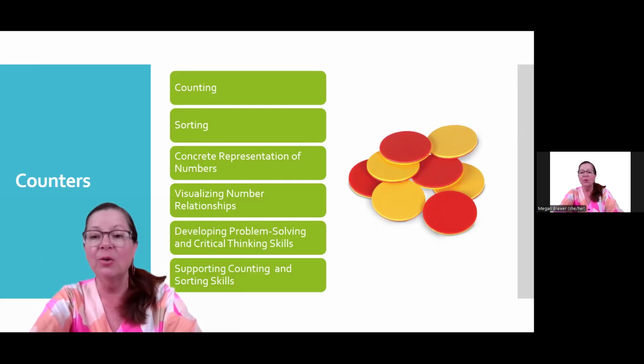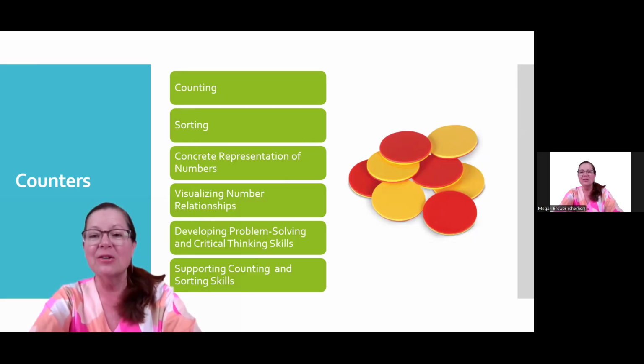Developing problem-solving and critical thinking skills. Activities involving two-sided counters encourage children to explore different ways to solve problems. Think of all the different ways we can represent 5 with the two-sided counters. We could have 5 yellow and 0 red, 4 yellow and 1 red, 3 yellow and 2 red, and so on. They can use the counters to experiment with different arrangements and strategies, developing their problem-solving abilities.